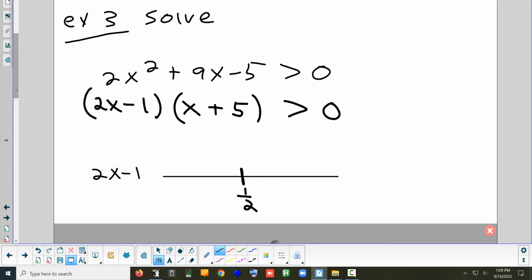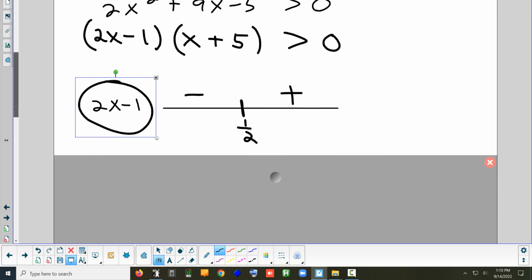Now, if you pick a number smaller than 1/2, so if you pick a number in the left section and you fill it in for x, what will the result be? A positive value or a negative value? Okay. Negative. You could try one. Pick 0. 2 times 0 minus 1 is a negative. If you pick a number bigger than 1/2 and plug it in for x, the result will be positive. Good. That's all you're doing.